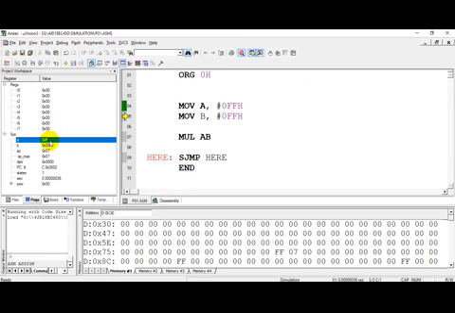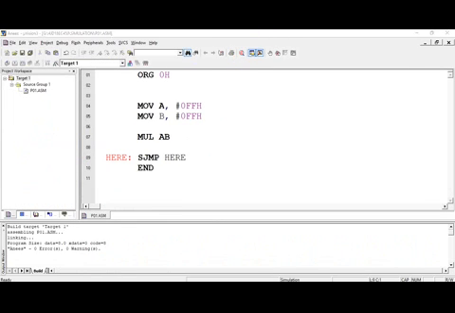The accumulator has got FF. B also has got FF. So when you multiply FF into FF, the result is FE01. That is, you will get a 16-bit product. So after the multiplication, your register A contains the lower byte of the product and register B contains the higher byte of the product. So I will execute. You can see the lower byte of the product, 01, is present in accumulator. The higher byte, that is FE, is present in register B.